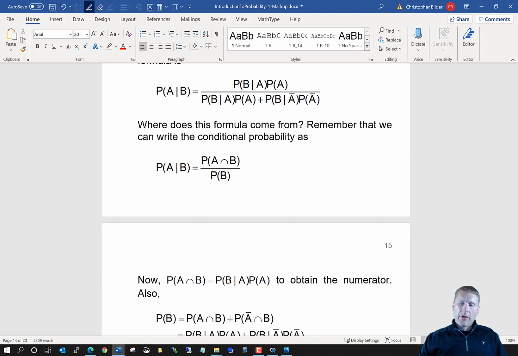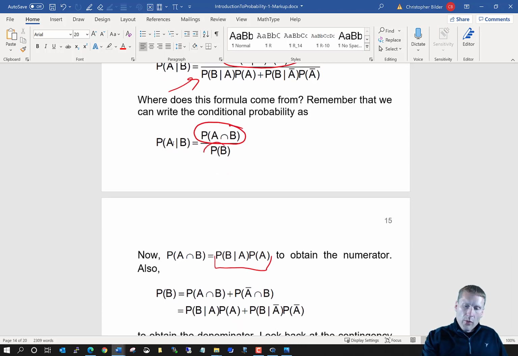Now remember that this numerator here can actually be written out by the multiplicative rule as the probability of B given A times the probability of A. Okay, so that's how we get this numerator. Now to get the denominator of our expression, how is the probability of B equal to that?